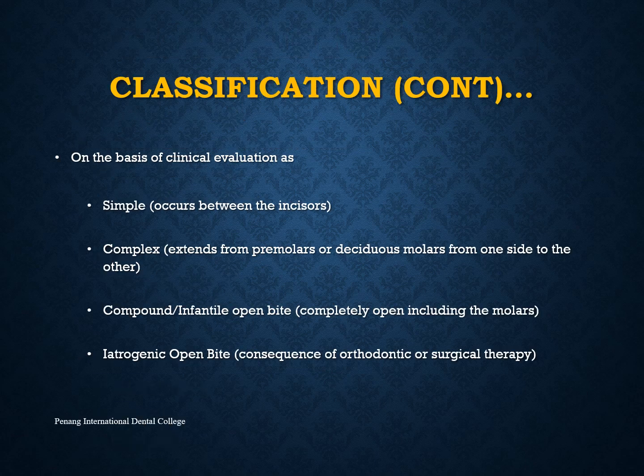Now, there is one important thing you can clinically evaluate in a patient with an open bite. A simple open bite occurs only between your incisors. A complex open bite extends from your premolars or deciduous molars from one side to the other, and a compound or infantile open bite completely involves the opening, including your molars. An iatrogenic open bite is a consequence of your orthodontic or surgical therapy. So the open bite is caused because of orthodontic or surgical therapy.